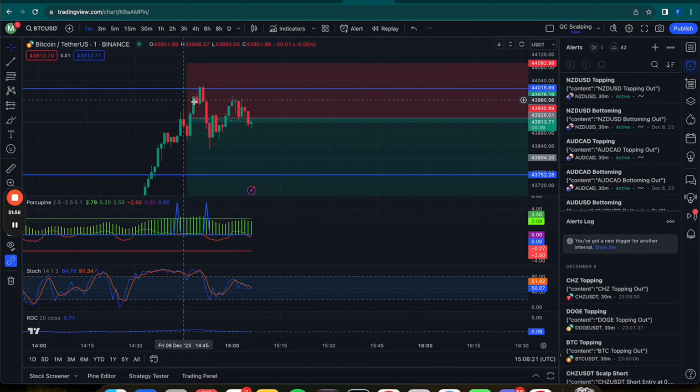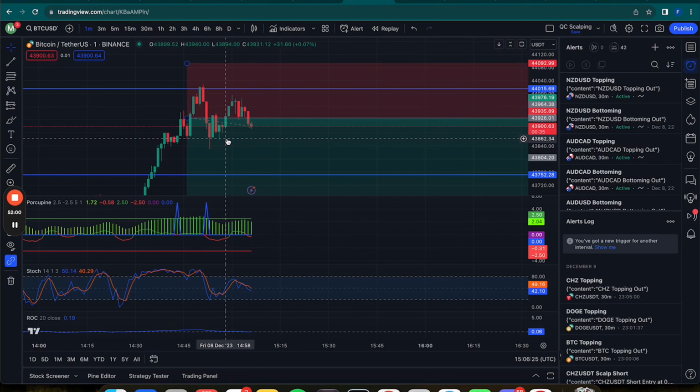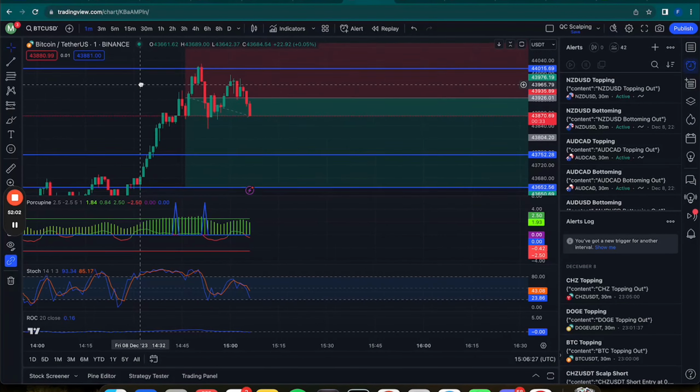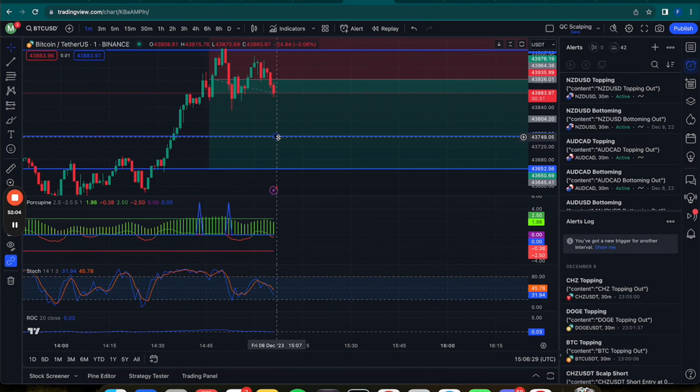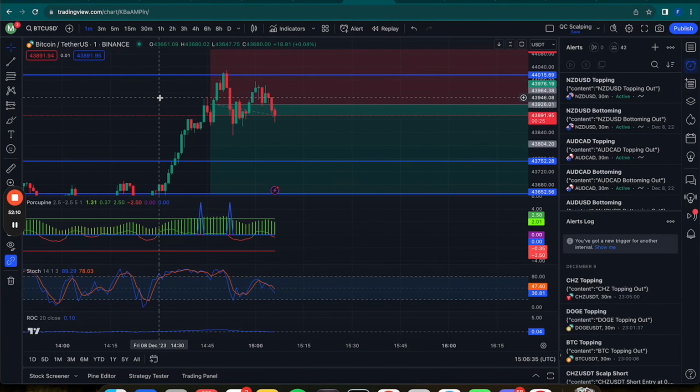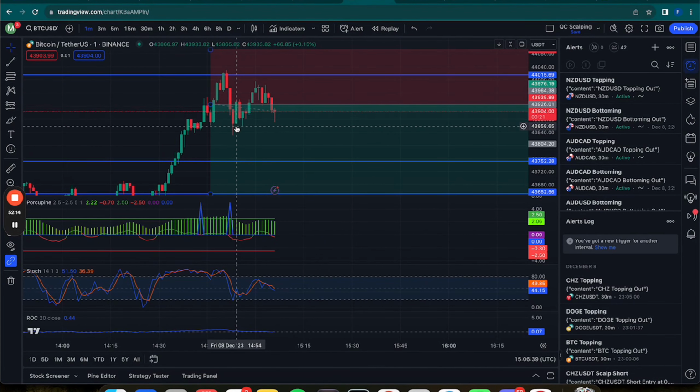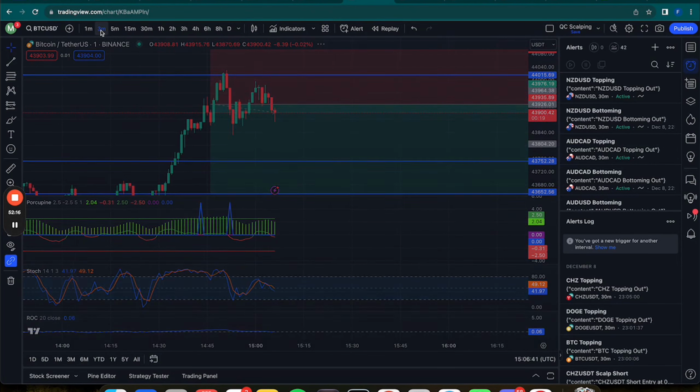So yeah, right now what we want to do is break this level. Once we break this level, we're doing fine. We're going to touch this level, and then that's our trade, right? That's where we were going to make our money. So we're just caught in this range right now with the 1 minute kind of doing its thing.